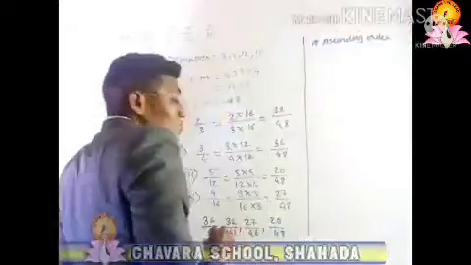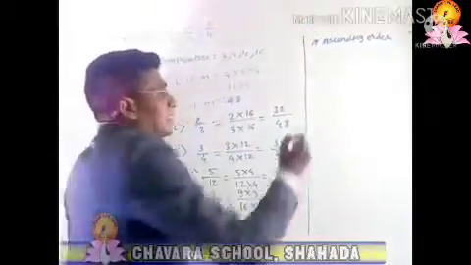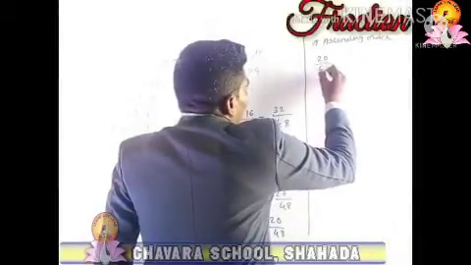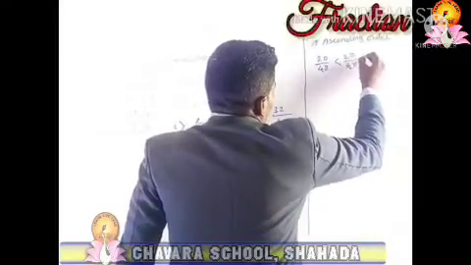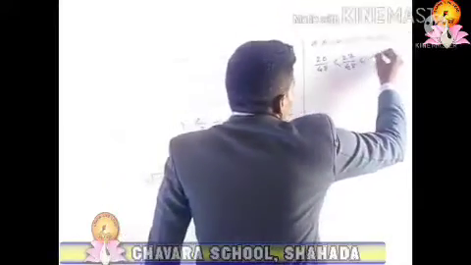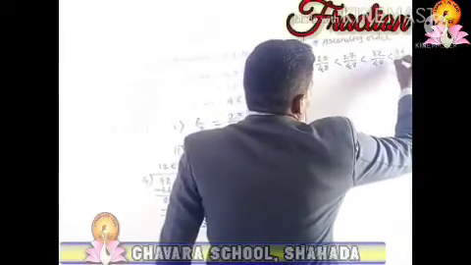Ascending order is smallest to greatest. So which numerator is smallest? That is the smallest fraction. That is why 20 by 48 is smaller than 27 by 48, which is smaller than 32 by 48, which is smaller than 36 by 48.